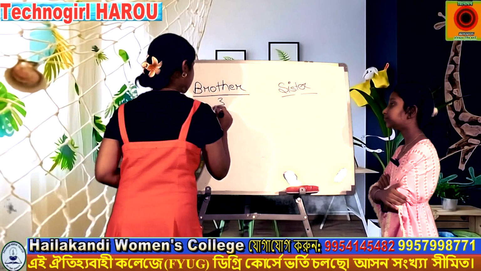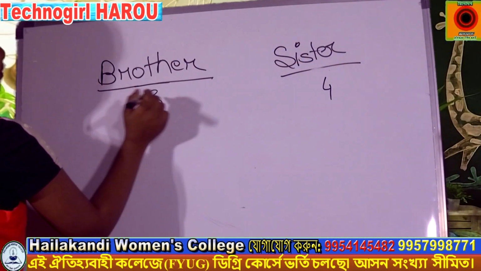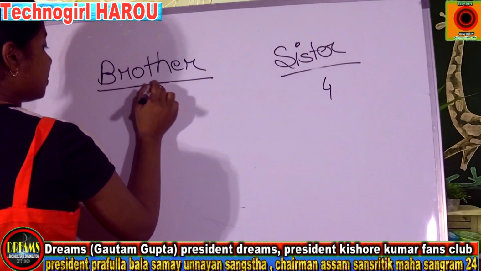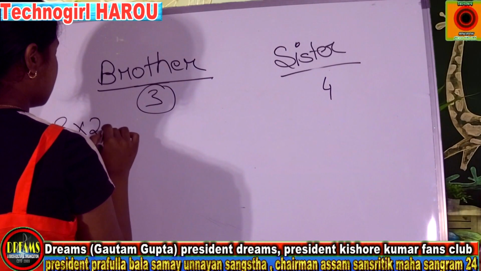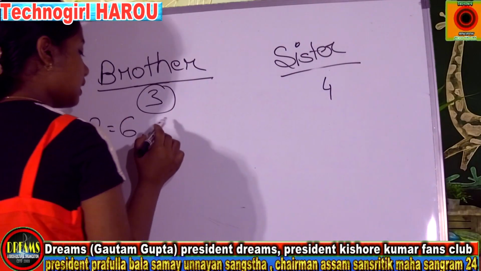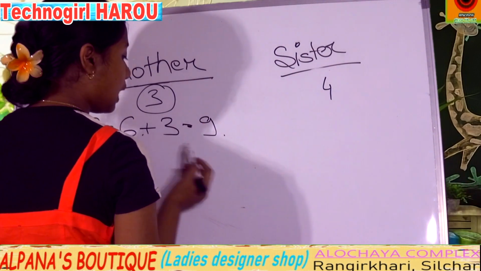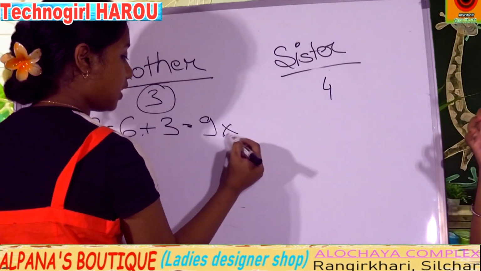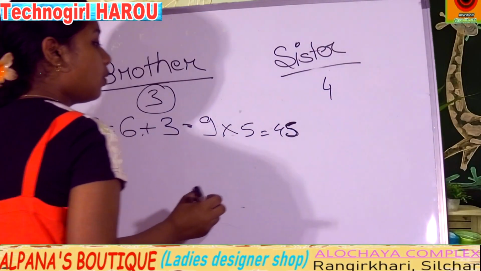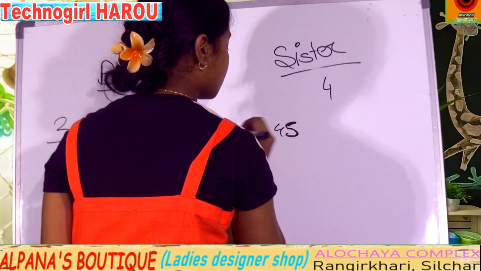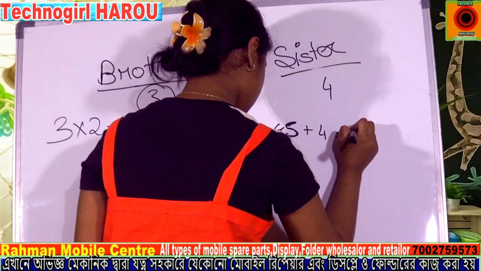Suppose I have 3 brothers and 4 sisters. Now, first I'm going to multiply the number of brothers I have, which is 3 into 2, which is 6. Now I'm going to add 3 to this result. It is 9. Now I'm going to multiply this result with 5, 45. Now I'm going to add the number of sisters I have to this result. It is 49.